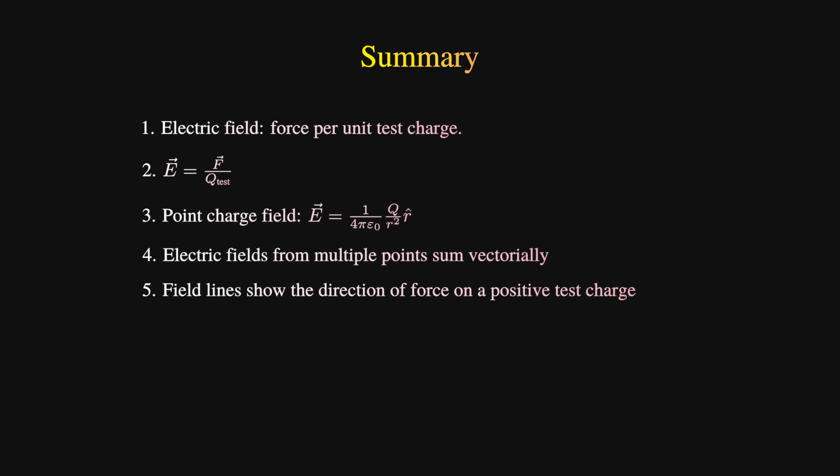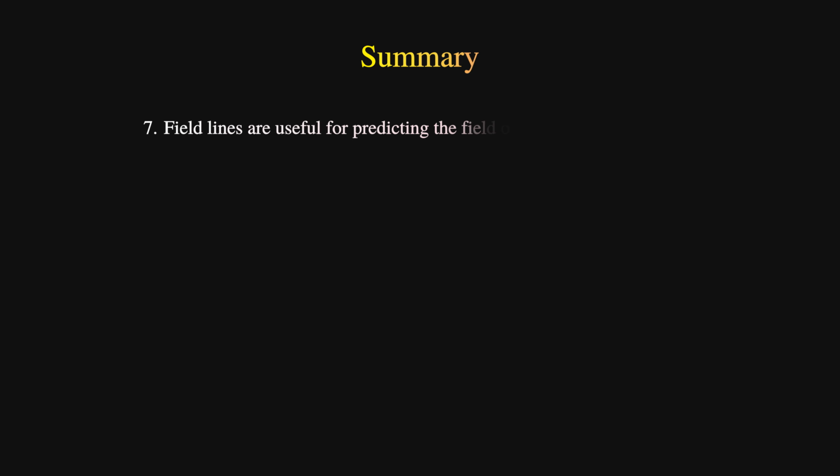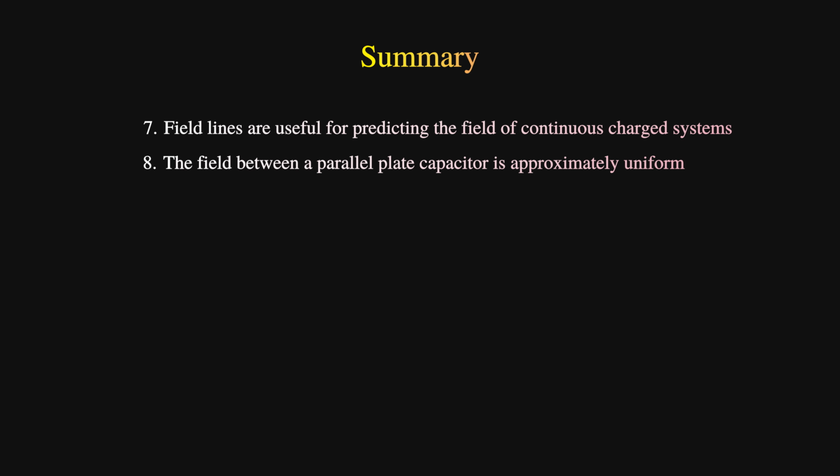Field lines follow the electric field vectors and indicate the path a positive point charge would follow if placed in the field. A negative point charge would move in the opposite direction of the field. Denser electric field lines indicate a stronger field. We can sketch field lines for both discrete and continuous charged systems. Between two infinitely large oppositely charged plates, also known as a parallel plate capacitor, the electric field is completely uniform. The electric field within a medium other than empty space is the field in empty space times 1 over the relative permittivity of that medium.